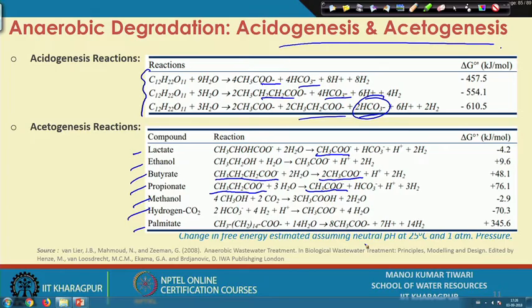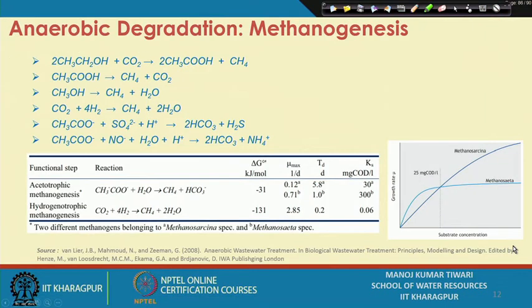Now, if you see the delta G of the reaction, the change in free energy, assuming neutral pH, 25 degrees Celsius temperature and 1 atmospheric pressure, that gives an idea of the spontaneity of the reactions and which processes are likely to be faster. The ones with positive delta G values are not that likely to take place, but the ones with negative delta G values are pretty spontaneous processes, and we can see them happening pretty rapidly in the system.